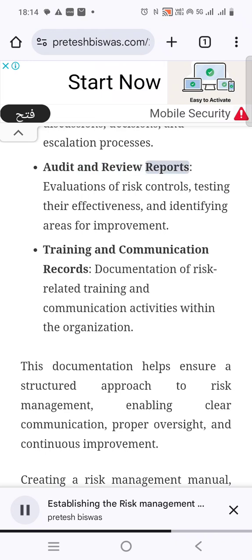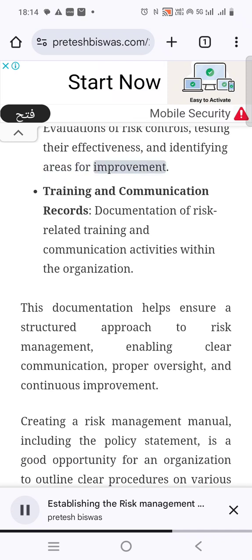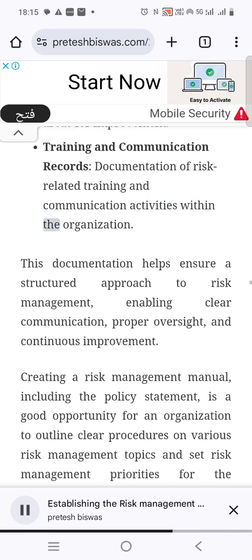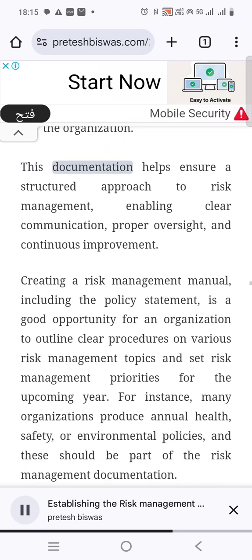Audit and review reports. Evaluations of risk controls, testing their effectiveness, and identifying areas for improvement. Training and communication records. Documentation of risk-related training and communication activities within the organization. This documentation helps ensure a structured approach to risk management, enabling clear communication, proper oversight, and continuous improvement.